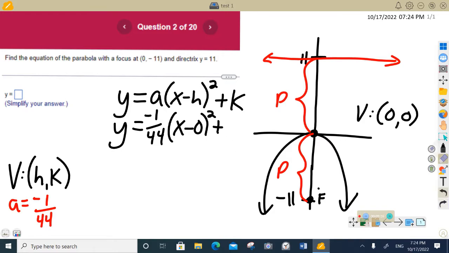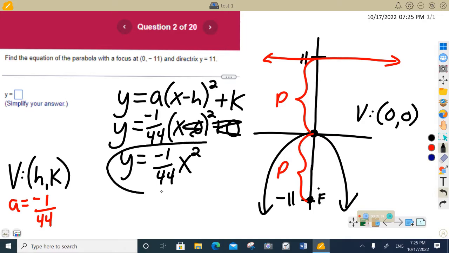All right, so this one's actually nice because the center is at, not center, the vertex is at 0, 0. So if you were to go back over here, we have y equals negative 1 over 44 because that is A. H is 0. K is 0. So we got a 0 there. So plus 0, that's nothing. That's gone. All right, x minus 0 is gone. So you're left with x squared. So your equation is y equals negative 1 over 44 x squared. And that is your equation. And that is number 2.